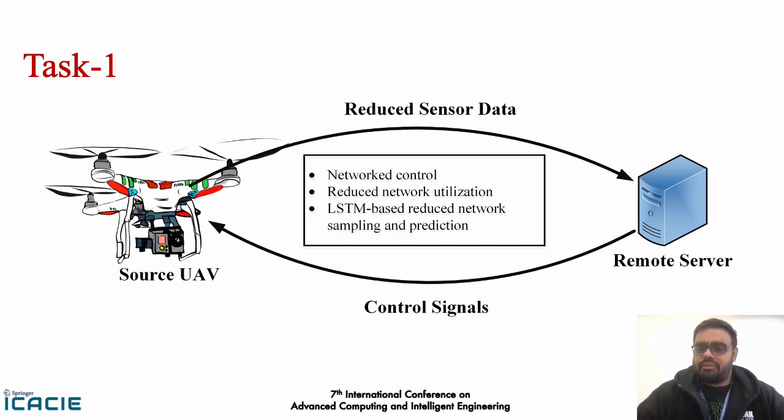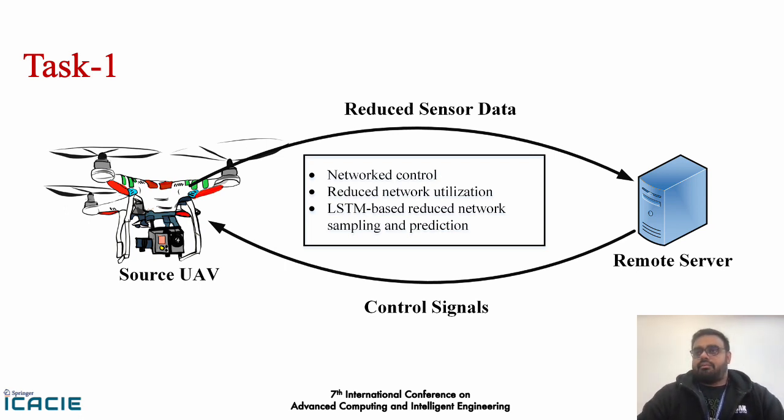So what we did was we used a LSTM based method to predict the missing sensor values at the remote server. So recall that we are sending reduced data values to the remote server, which now has a LSTM based module. LSTM stands for long short term memory. It's a deep learning approach, where we can forecast trends based on past values and behaviors.